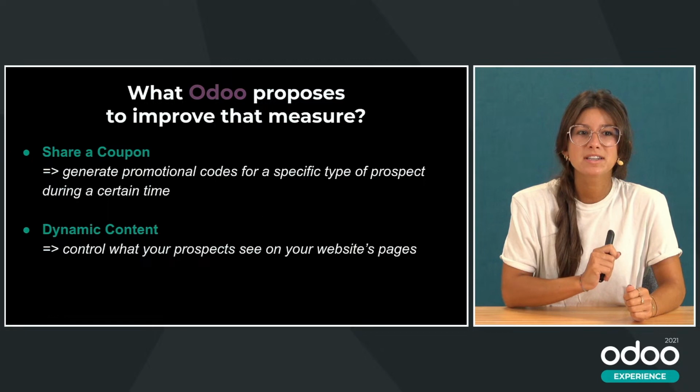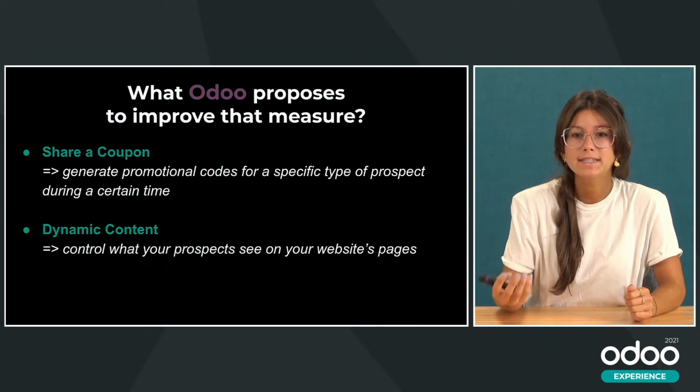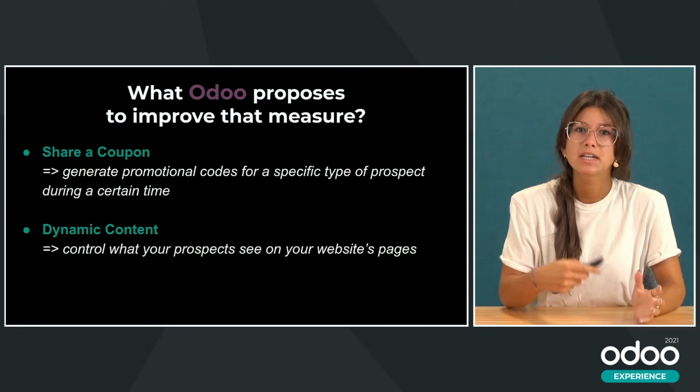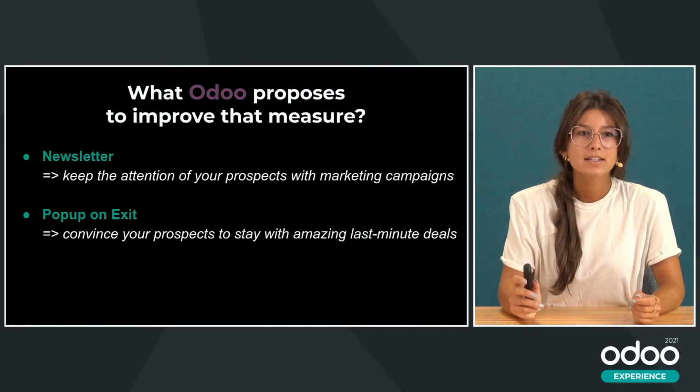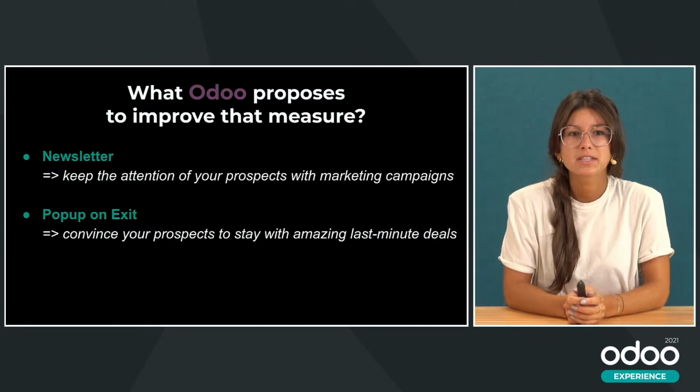The second one is very interesting because you can control what your prospects see in your website pages. So it's a dynamic content. We will take an example with the language afterwards. And then the newsletter, as I explained previously.